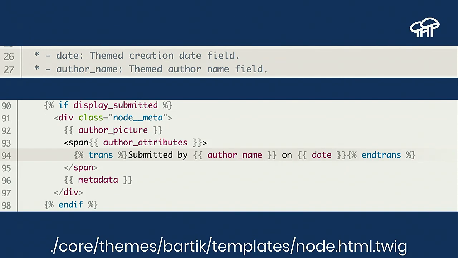And just for you to know, this is actually pretty rare. Drupal core, for the most part, gives you render arrays. But these two variables, they are HTML strings. And in a moment, I will explain why.